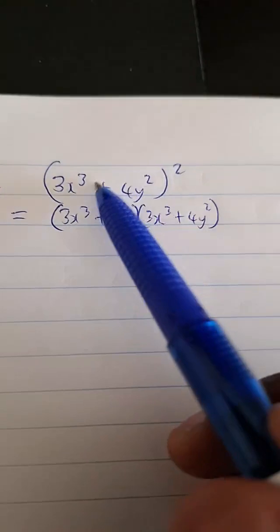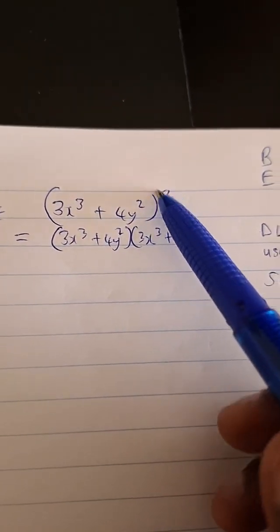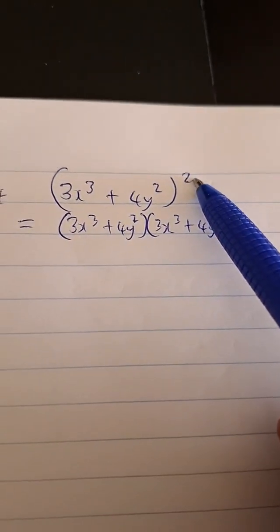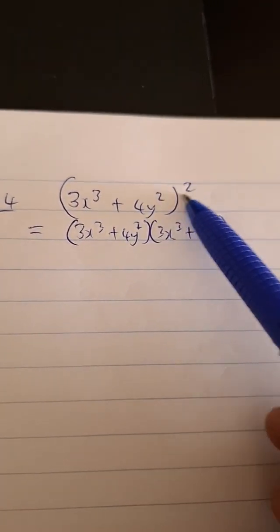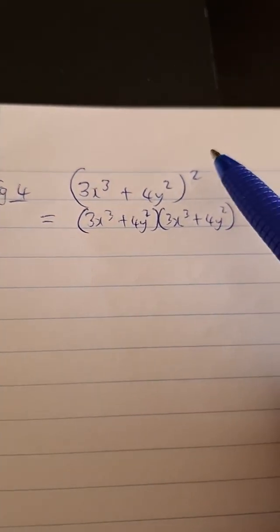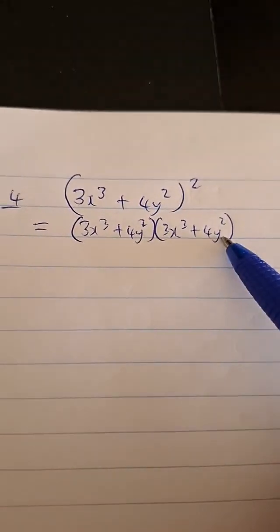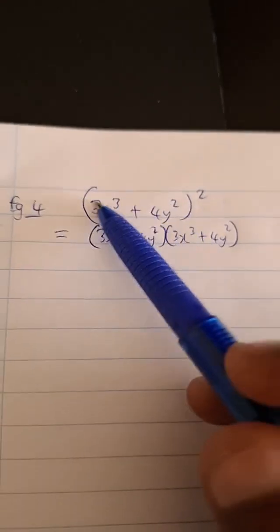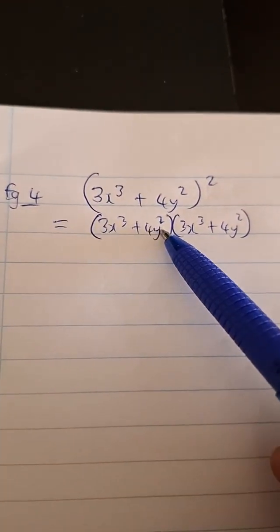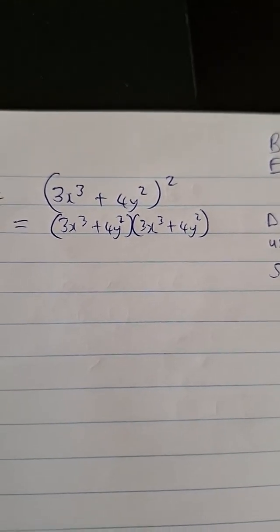Yes, the brackets are the same, Craig. They have to be. Why? Because this is 3x cubed plus 4y squared, the whole thing squared. So in other words, 2 of these. That's what this means. 2 of these. So this is one of it, and then there's the other one. 2 of these means 3x cubed plus 4y squared, and another 3x cubed plus 4y squared. Okay, so hopefully we are together there.